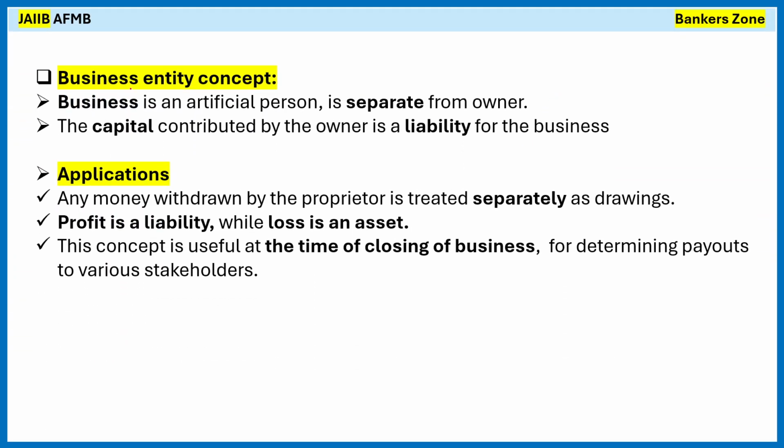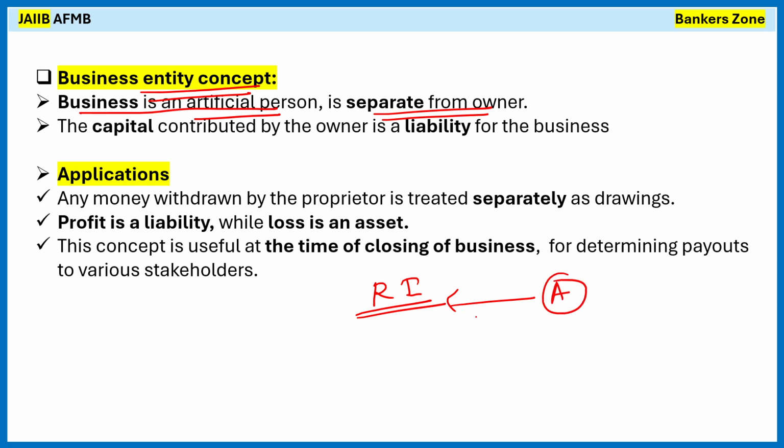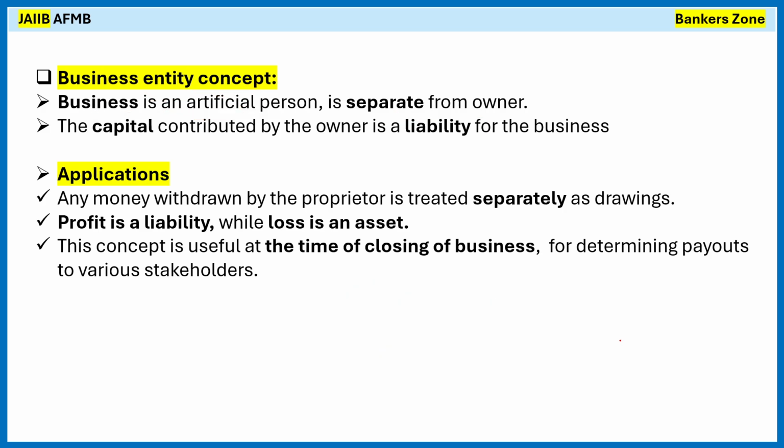Next is the business entity concept. It is very simple. See, business is an artificial person. However, business is separate from the owner. For example, I will take the example of Reliance Industries. Reliance Industries is separate from Ambani. This is what the business entity concept means. When we write transactions in the books of account, we separate them: the business is different and the person is different. So the business is an artificial person, but is separate from its owner. Remember, business entity means business is separate from its owner.